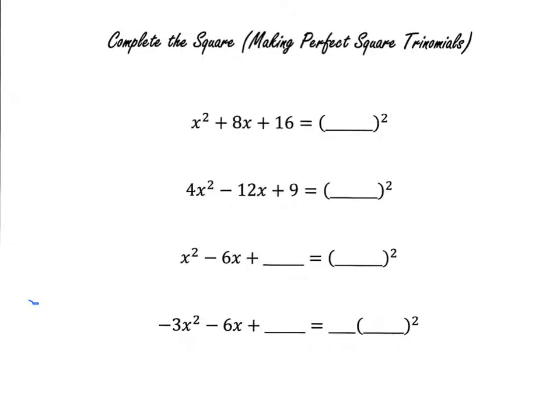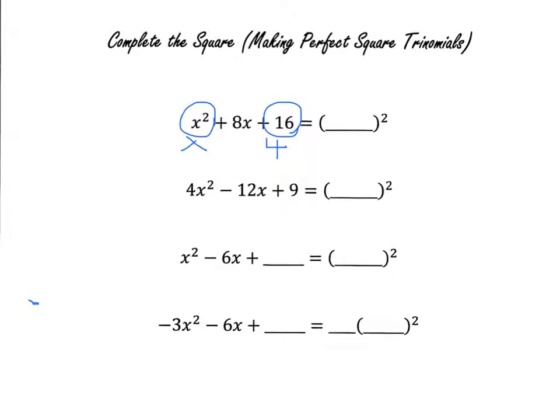Today, let's complete the square. But first, let's talk about what a perfect square trinomial looks like. On the first problem, both the first term and last term are squares. What are they the squares of? Well, x squared comes from x, and 16 comes from 4.